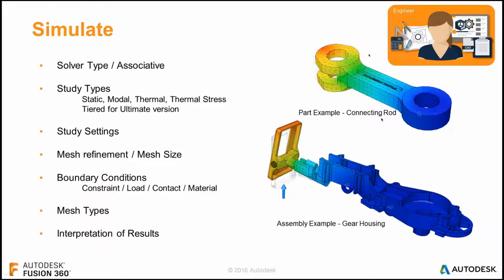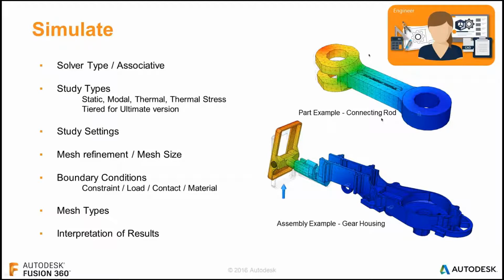And in simulation, you have some basic simulation types that are in basic Fusion 360, including static stress, modal, and thermal stress. But in the ultimate version, there are 8 different types of simulation, including buckling and nonlinear stress analysis, so a lot of different operations and mechanical event simulations.